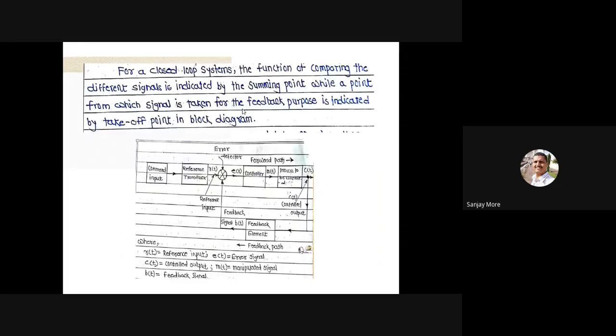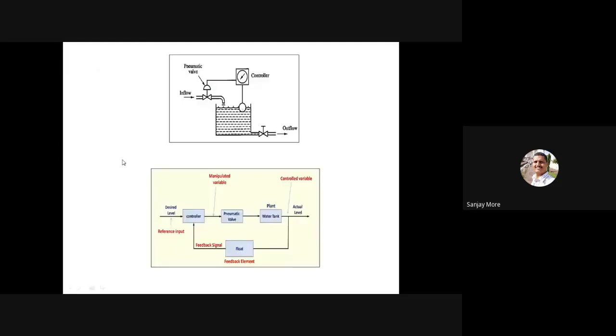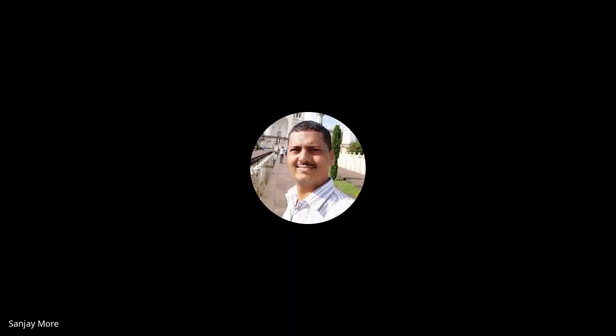So here, the block diagram displays the various reference points or input points. The block diagram also displays the feedback system. This is a closed loop system, meaning from start to end, a feedback element is attached.